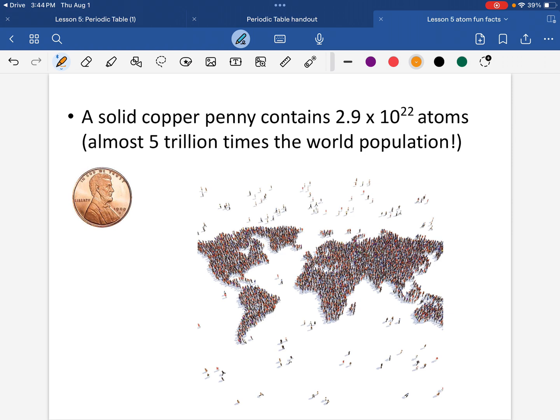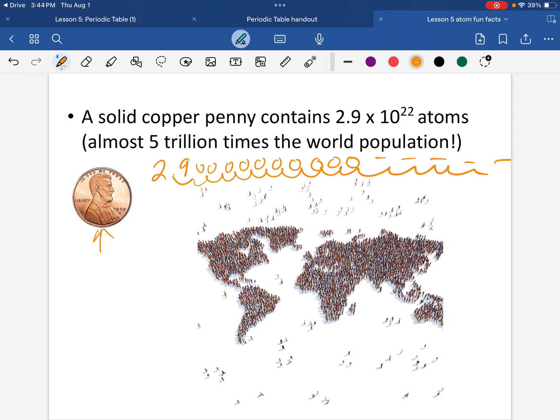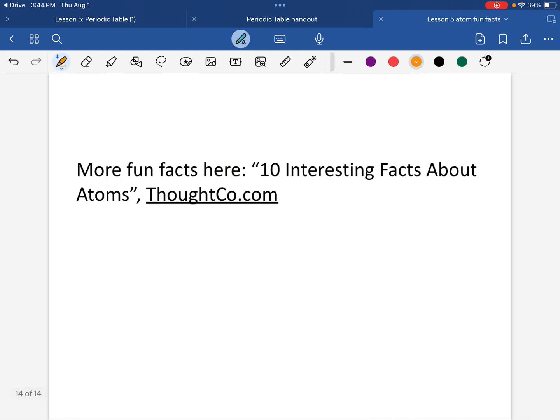There are way more. The number of atoms in a penny is 2.9 times 10 to the 22nd atoms. That means, scientific notation, 2.9, we have to move our decimal place 22 times. 1, 2, 3, 4, 5, 6, 7, 8, 9, 10, 11, 12, and then we have to fill in all of those with zeros. Ooh, it's such a big number. So there's 5 trillion times more atoms in a penny than there are people on Earth. Their atoms are small, guys. So small.